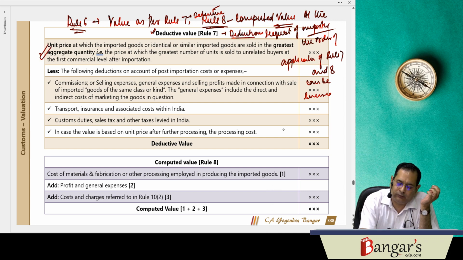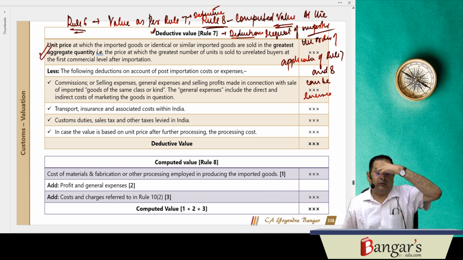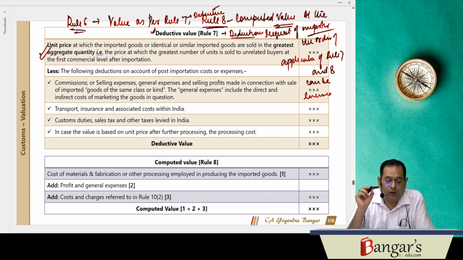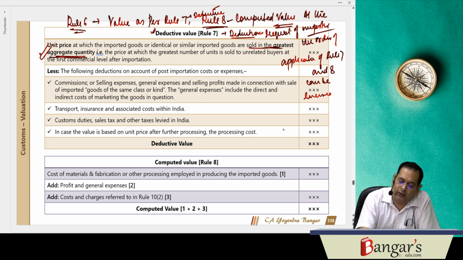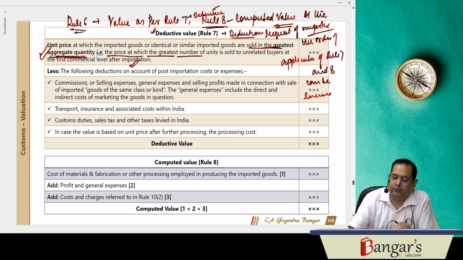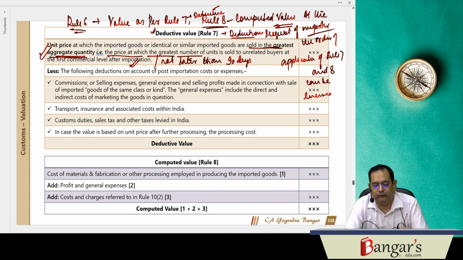So the unit price at which the imported goods or identical goods or similar imported goods are sold in greatest aggregate quantity at the time when the declaration for value is presented, but not later than 90 days. What is the unit price at which the greatest aggregate quantity of goods are sold to unrelated buyers?